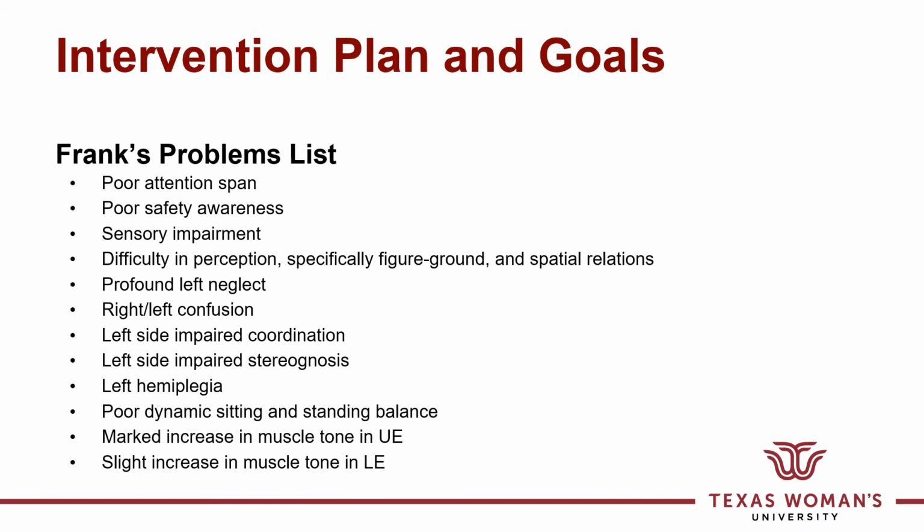We have discussed a lot of Frank's deficits already, but this is just an extensive list to be aware of. Some of the primary concerns are his left hemiplegia, left neglect, poor safety awareness, as well as poor attention span. He has poor dynamic sitting balance and standing balance, and some other things listed here, which all impact his occupational participation and performance.